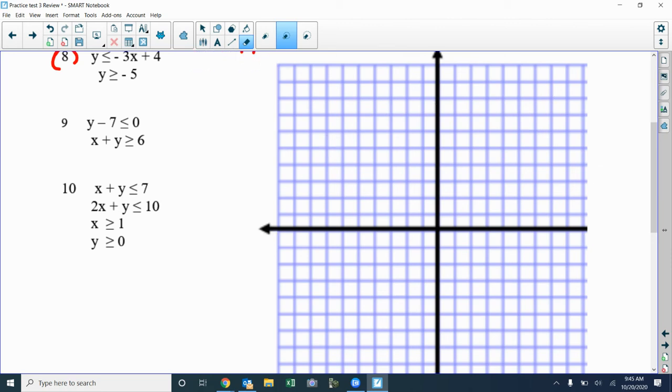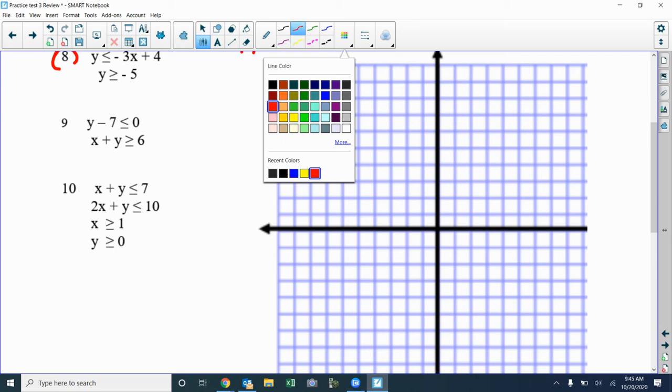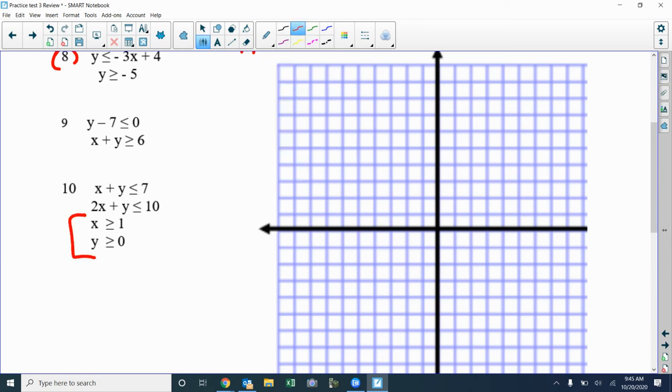All right, the one we've been waiting for, and that is the last one. We're going to start off by doing these two first. This guy is x equals 1. This guy is y equals 0. X equals 1, straight up and down. Y equals 0. It's kind of odd, but it is the x-axis.